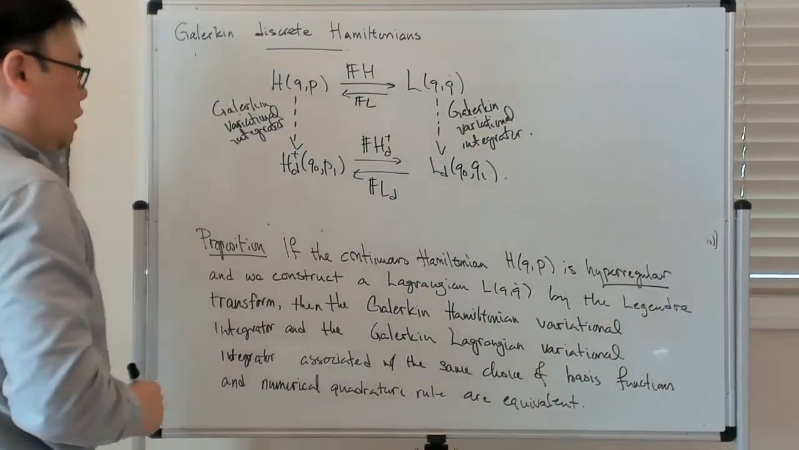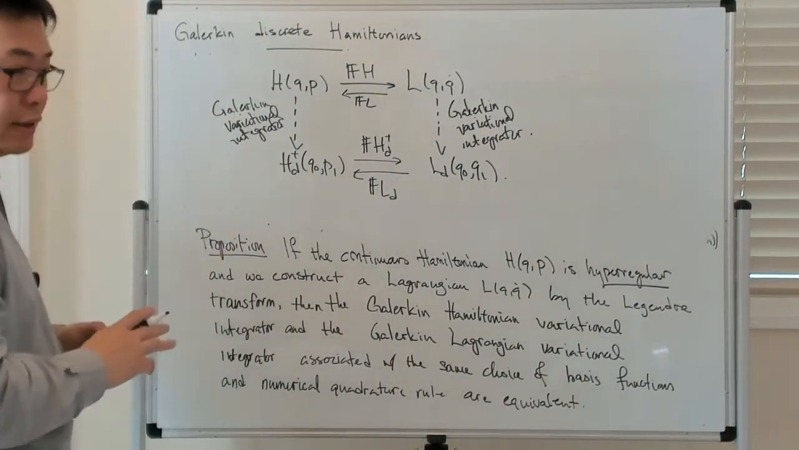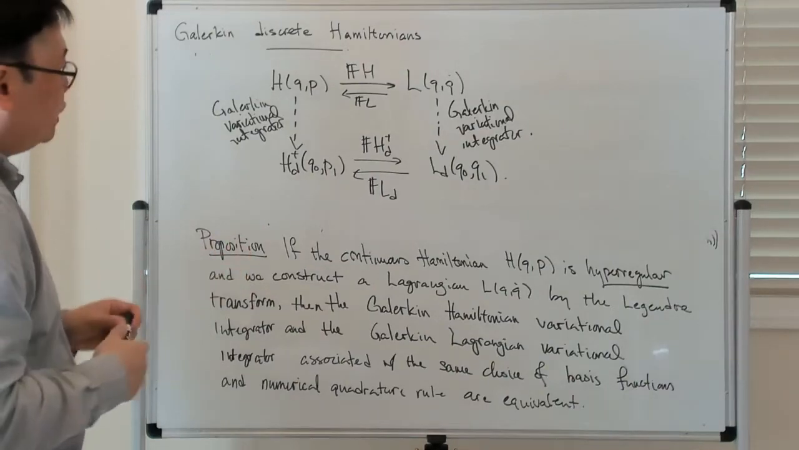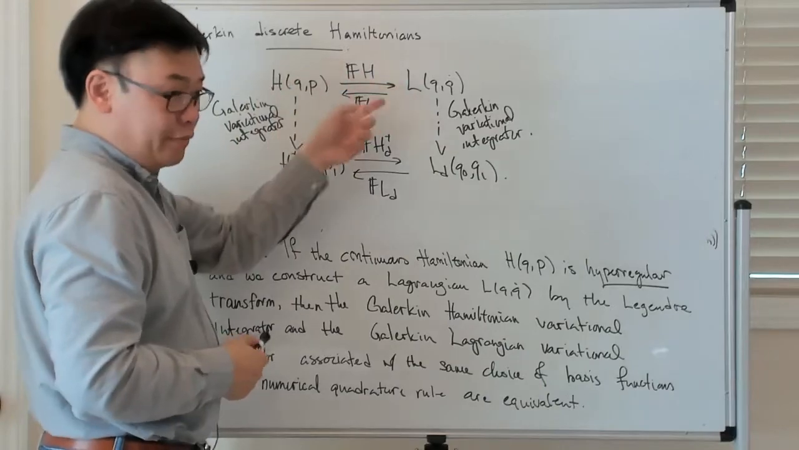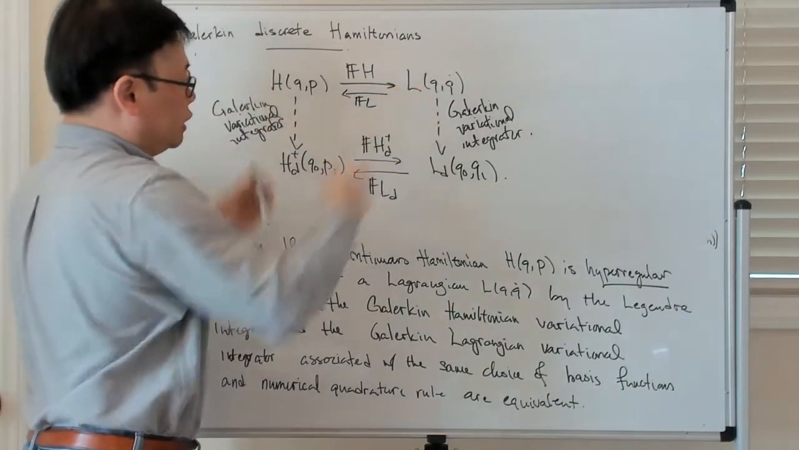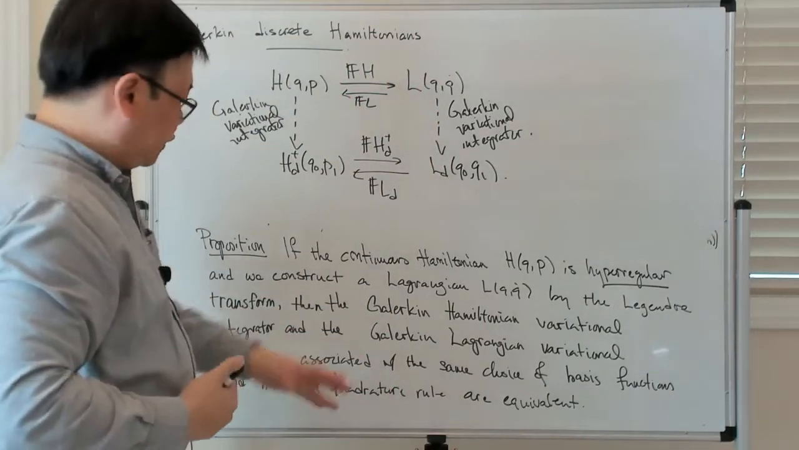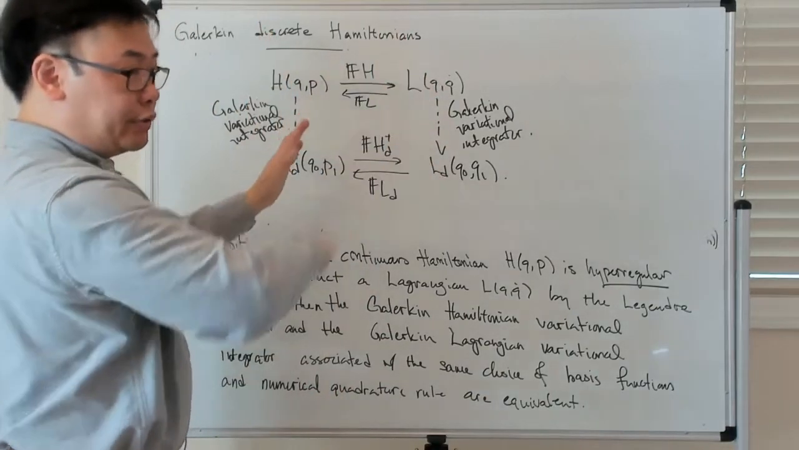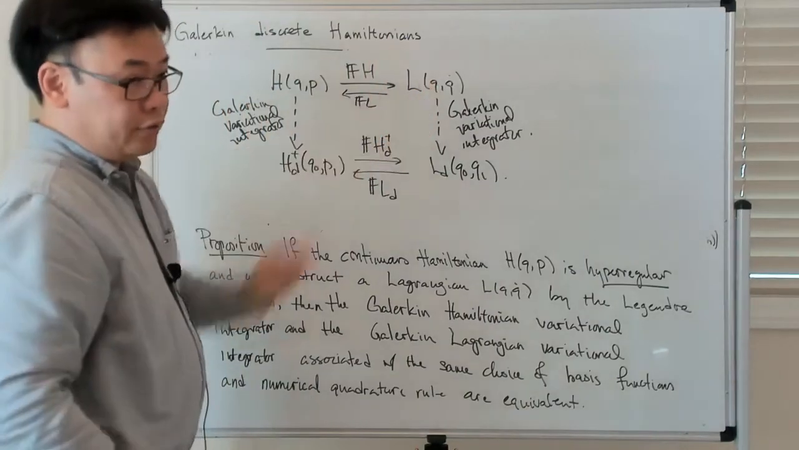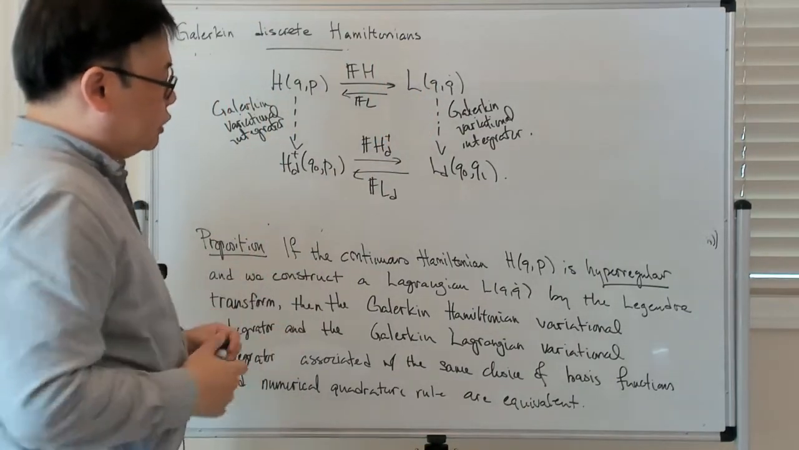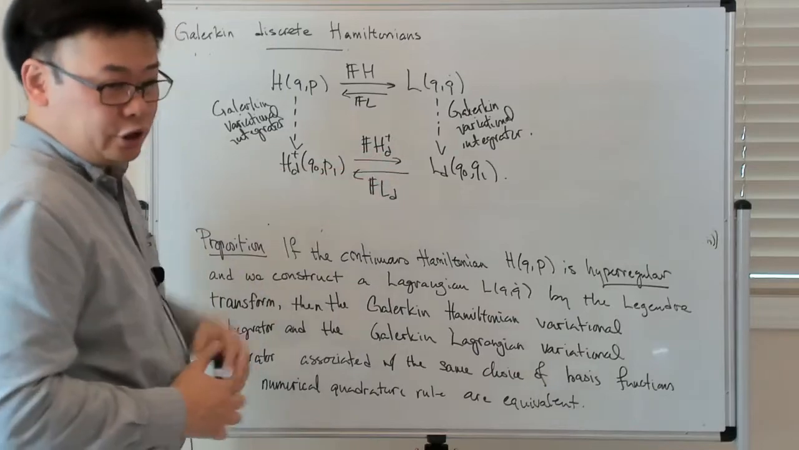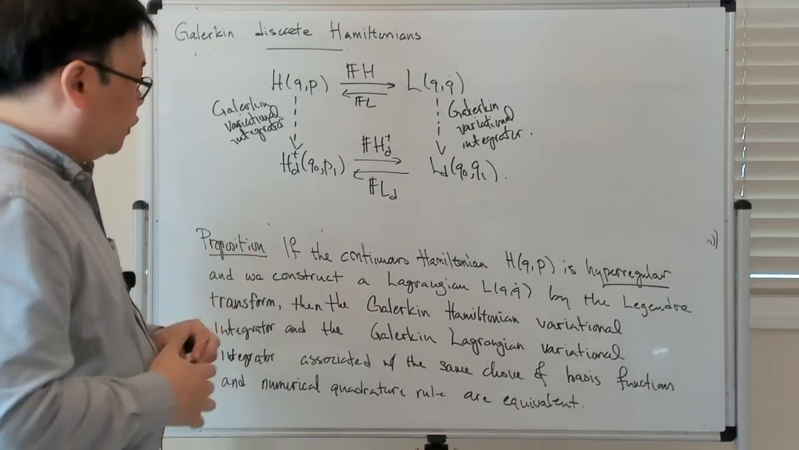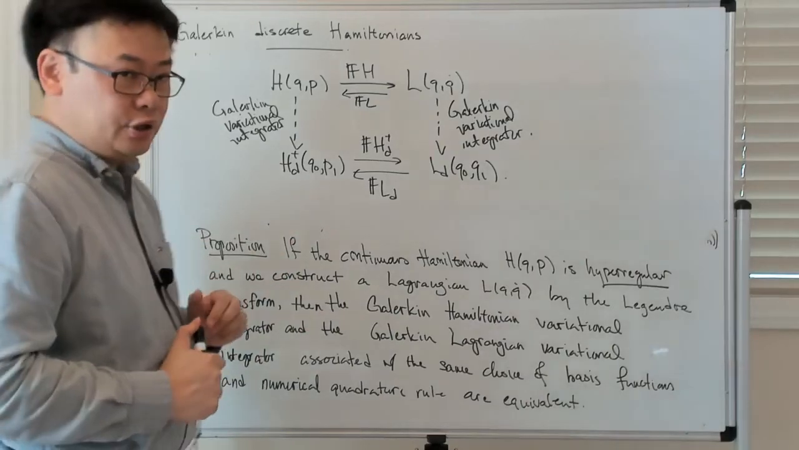So the diagram more or less commutes, and you get the same method when you have hyperregularity and when you're using the same choice of basis functions and quadrature rules to construct each of these Galerkin variational integrators on either the Hamiltonian or Lagrangian side. If you do that, then the discrete flow maps which are generated agree with each other and are equivalent in the obvious sense. All right, so let me just stop here for now.